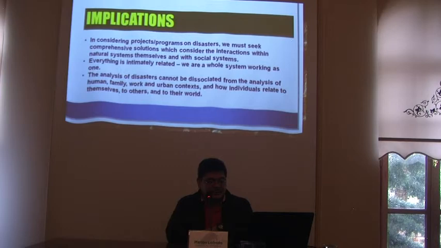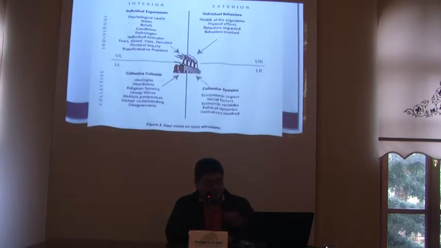The analysis of disasters cannot be dissociated from the analysis of human, family, work, and urban contexts, and how individuals relate to themselves, to others, and to their world. I'll give you an example. This was the example I gave some years ago in Japan during the bioethics roundtable in Kumamoto. Toxic emissions, for example, are a form of environmental disaster. So what are the things involved?